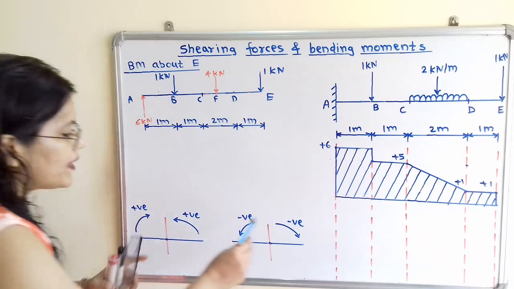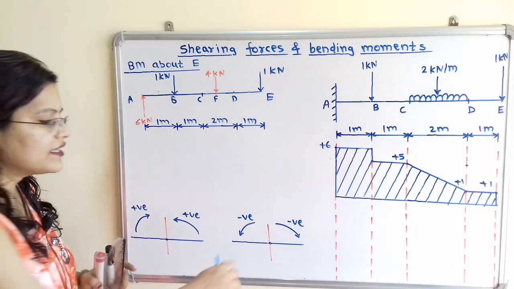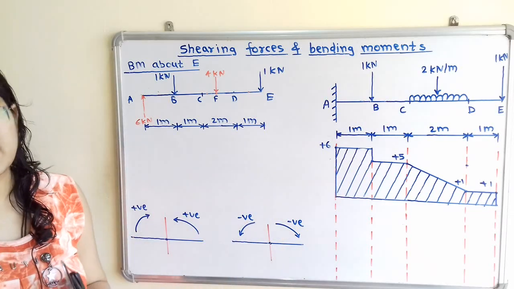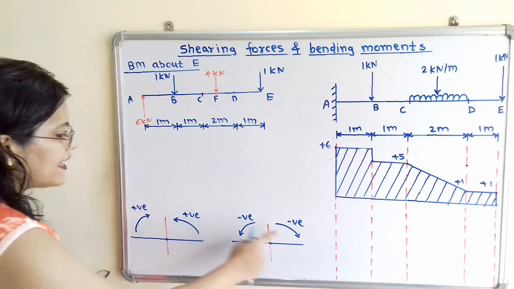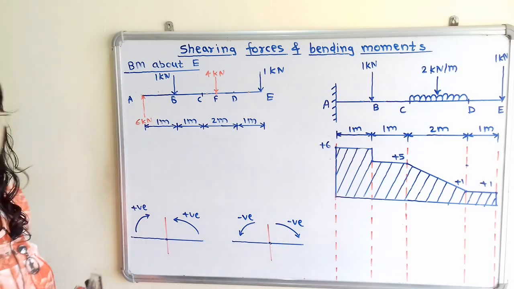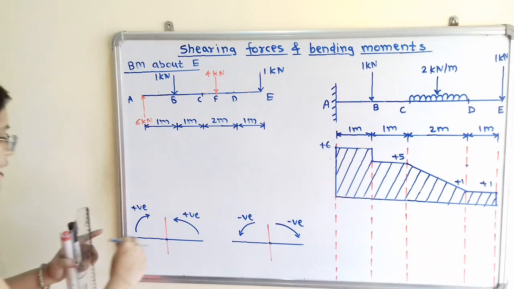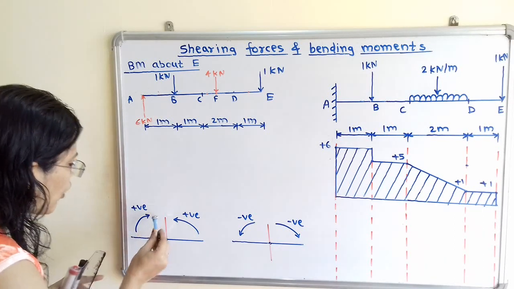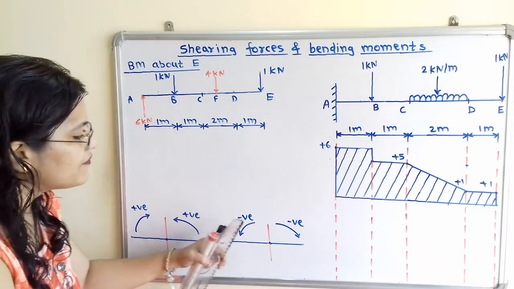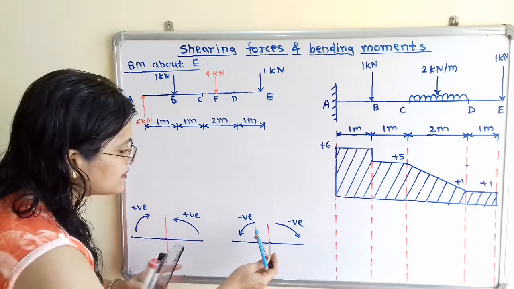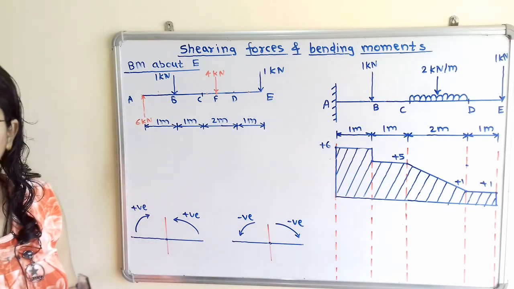And if the moment is in the clockwise direction of the selected point, then we have to take the negative sign. So this is for the cases on the right hand side of the selected point. Now if I take the moment on the left hand side, and suppose it is in clockwise direction, then we have to use positive sign, and if the moment on left hand side is in anti-clockwise direction, then we have to use the negative sign.